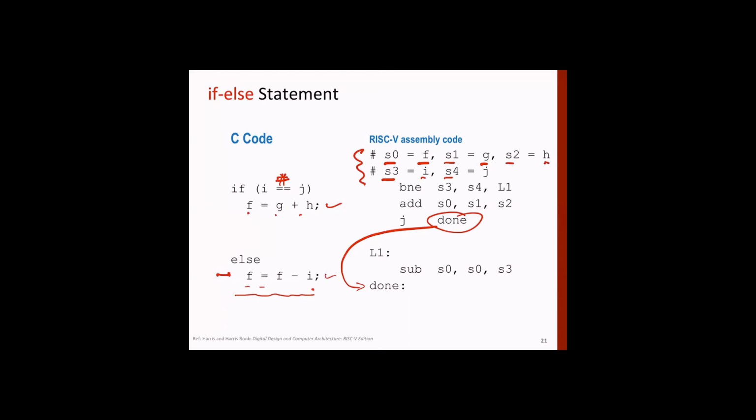Now this is the assumption, that these are the initial values, and we say branch if not equal. When not equal, it means S3 is not equal to S4. What is S3? If I is not equal to J, then jump to L1, then you come here. Otherwise, if they are equal, if S3 is equal to S4, then you continue to here.